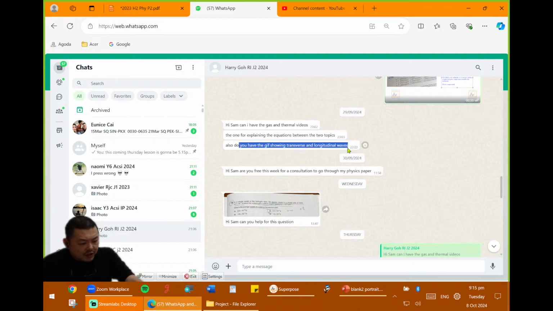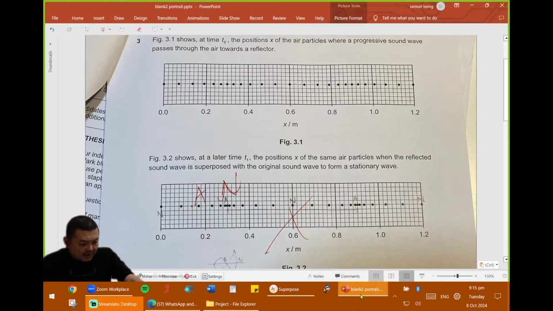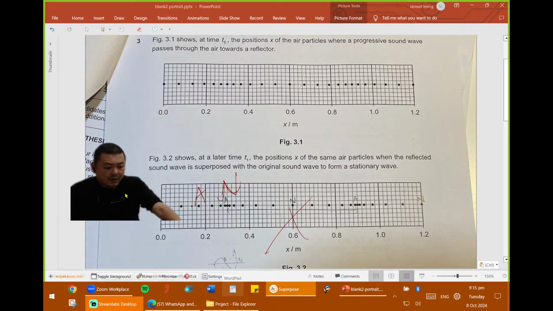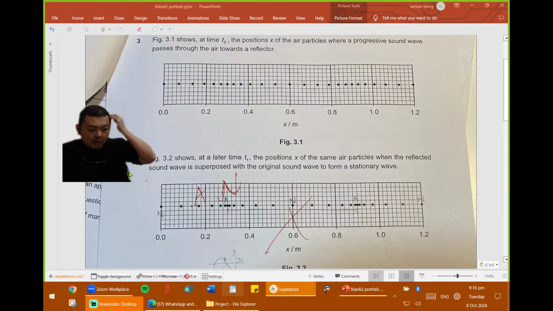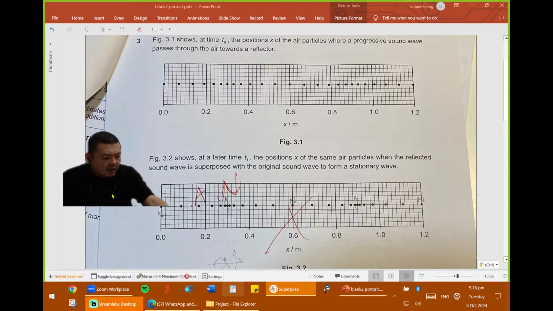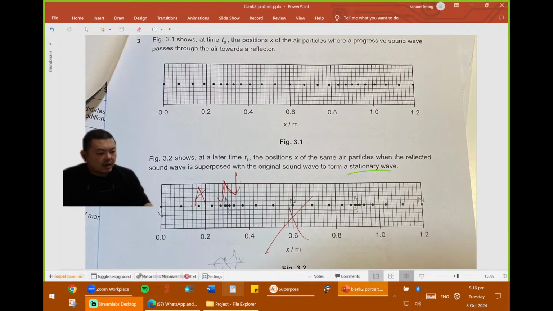You asked me for GIFs showing transverse waves and longitudinal waves. If I saw that this was your question, I would ask you to send me a request for my Sec 3, Sec 4 wave videos, since this is covered in Sec 3, Sec 4. Let's see first. Oh no, this is a standing wave. So I don't have such videos in my Sec 3, Sec 4.